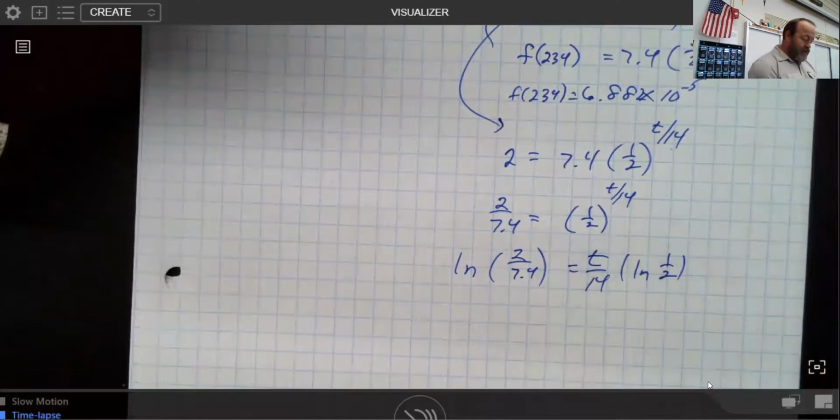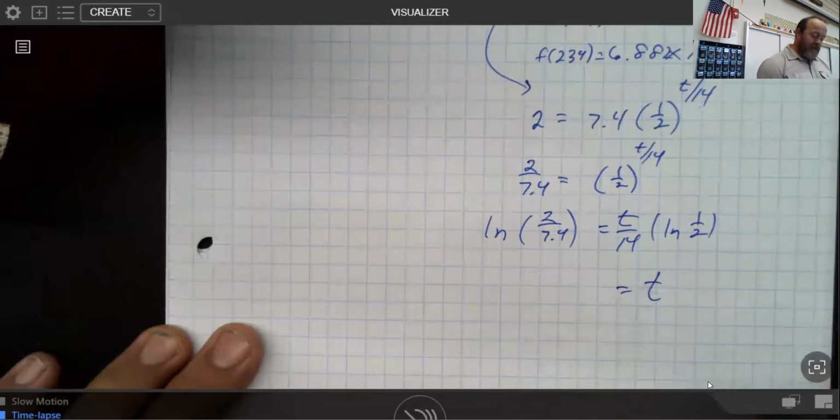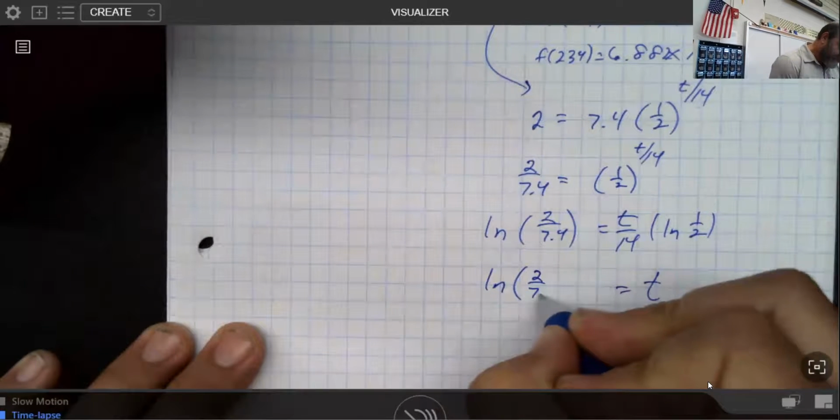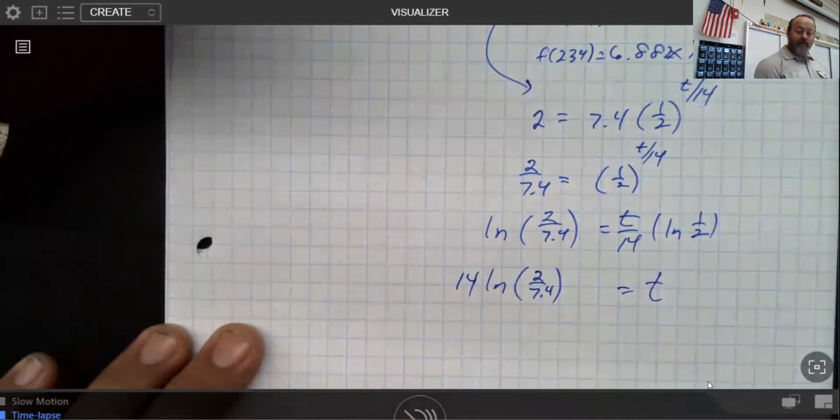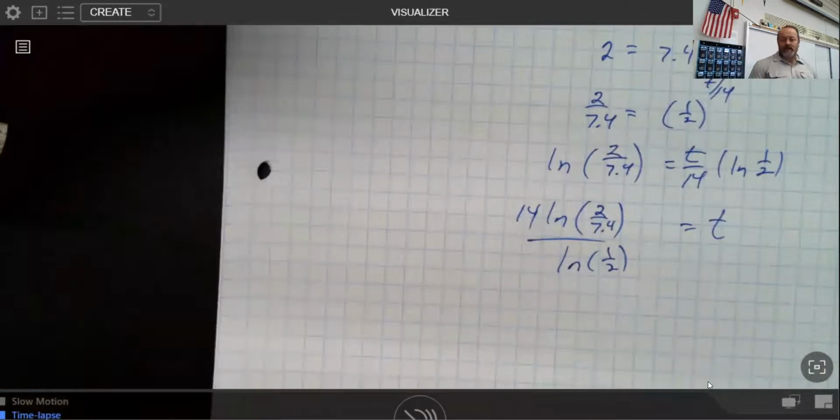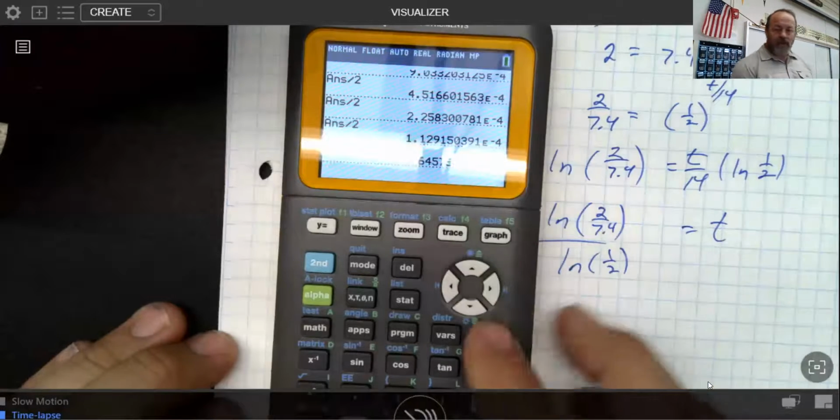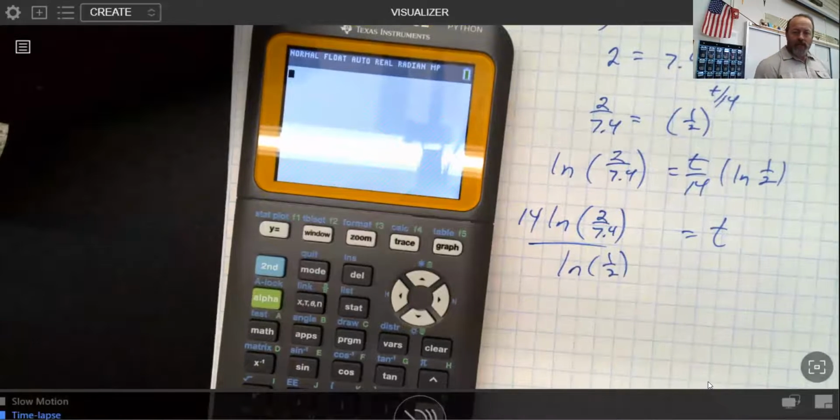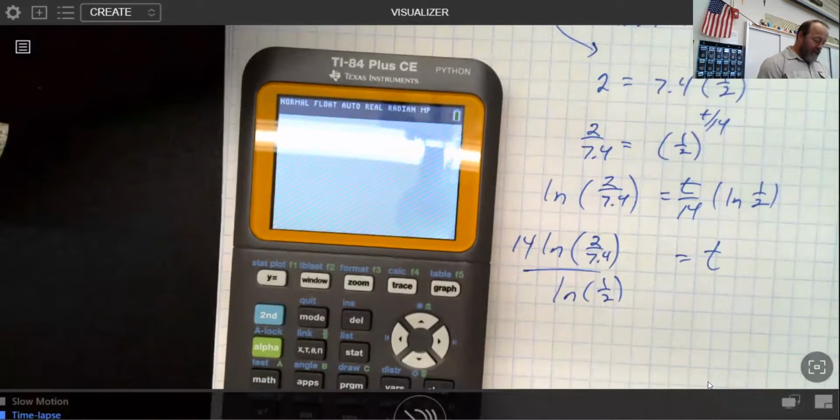The only thing left to do to get the time by itself is to multiply both sides by 14, but I'm also going to divide both sides by the natural log of 1/2. Now, we usually don't like decimal answers, but this is a decimal question. They had 7.4 grams of it, and it's not looking for some ultra precise thing the way we would in math, where we want infinite precision. It's a little bit more relaxed. So I'm going to take 14 times the natural log, and I'm going to be really careful about my parentheses, of 2 divided by 7.4.